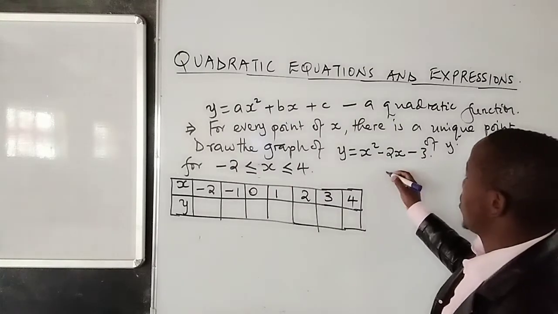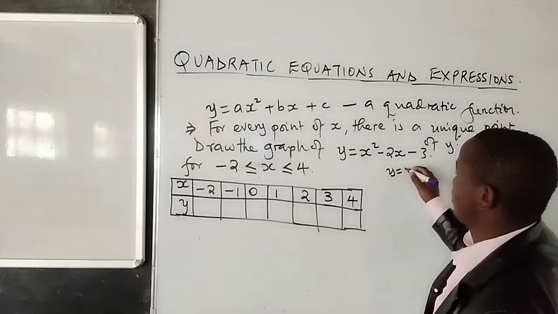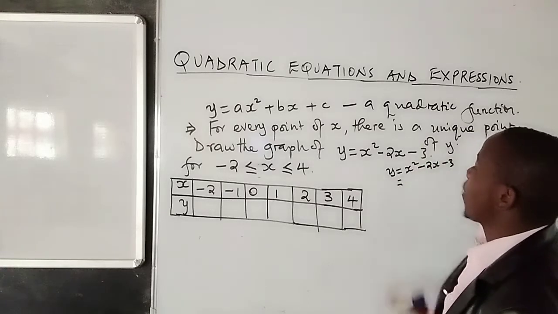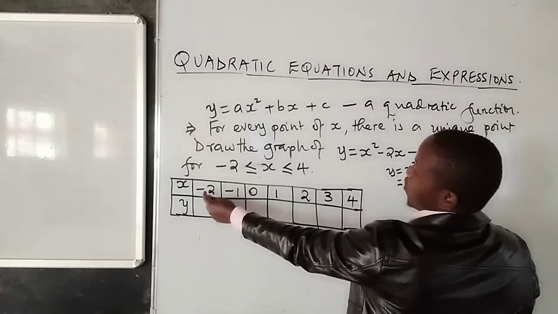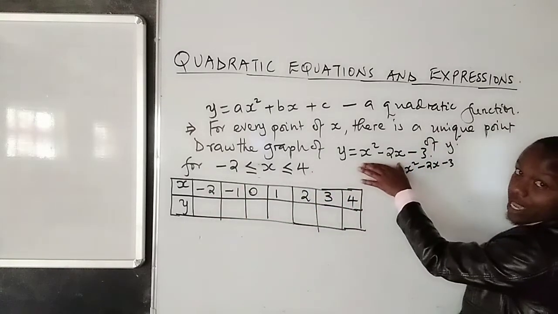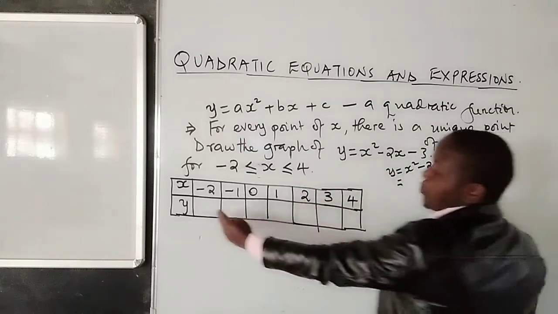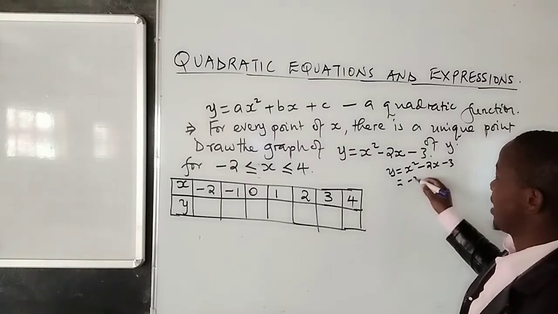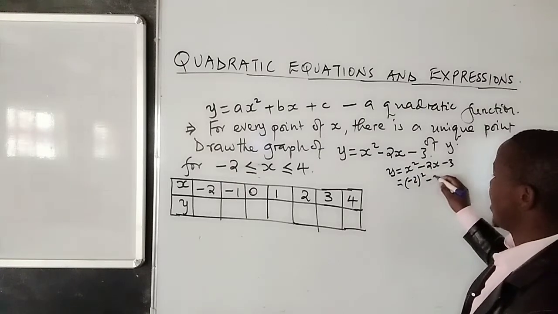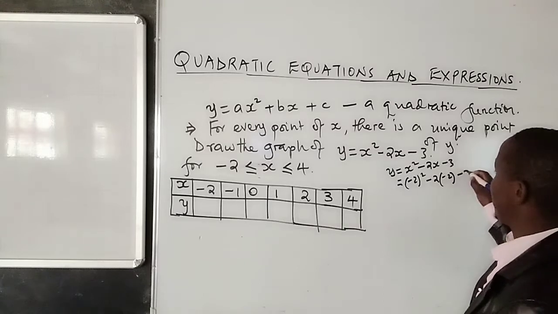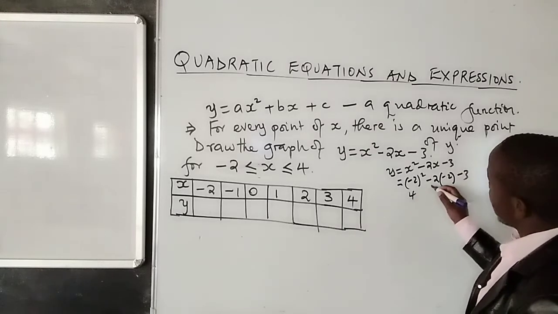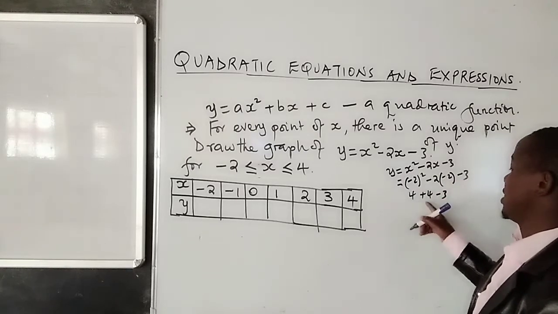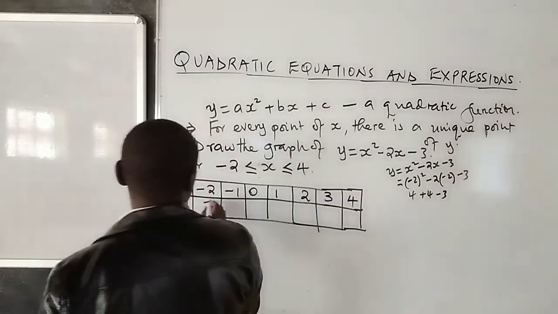We now see that y is given by x squared minus 2x minus 3. Therefore, when x is negative 2, we substitute it in this expression so that you may get the corresponding value of y. We'll have negative 2 squared minus 2 into negative 2 minus 3. Therefore, 4 minus 2 by negative 2, it becomes plus 4, then minus 3. So this is 8 minus 3, we get positive 5.